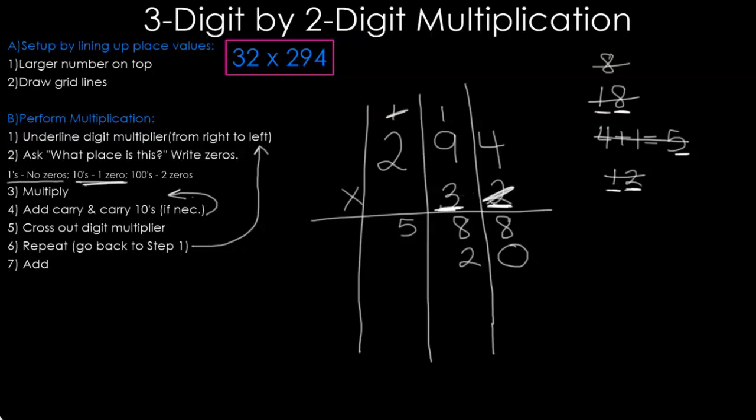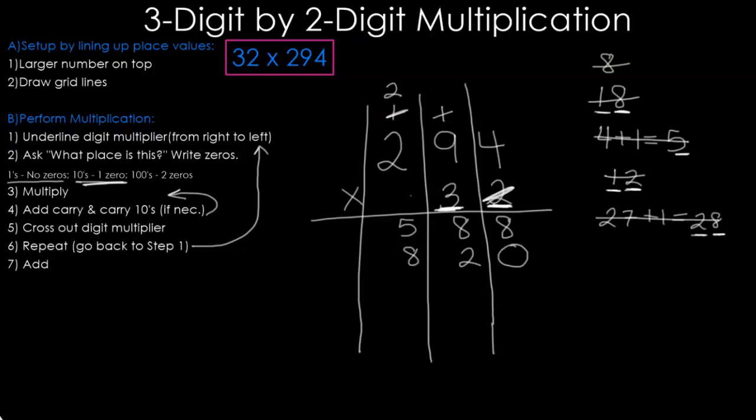Okay, we're going to go back to step 3. Multiply. 3 times 9 is what? 27. Are there any carries to add? Yeah, we have that 1 up there, so let's add that 1. Once we write it, we cross it out so we don't get confused. 27 plus 1 is what? 28. Okay, do we need to carry the tens? Yep, we sure do. We have ones and tens, so we write the ones and we carry the tens. Once we write it, we cross it out.